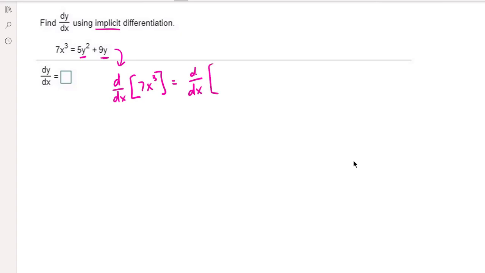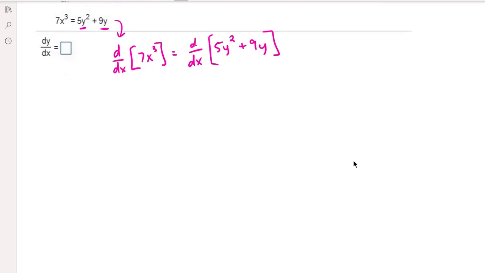So we'll take the derivative with respect to x of the 5y squared plus 9y side as well. Now on the left side, with the 7x cubed, it's very easy to take the derivative. You just use your rules from Unit 2. That'll be 21x squared, so nothing really different there. And of course, when we do the derivative of the right side, you're just going to take the derivative of each part of this. Now, this is what is different.